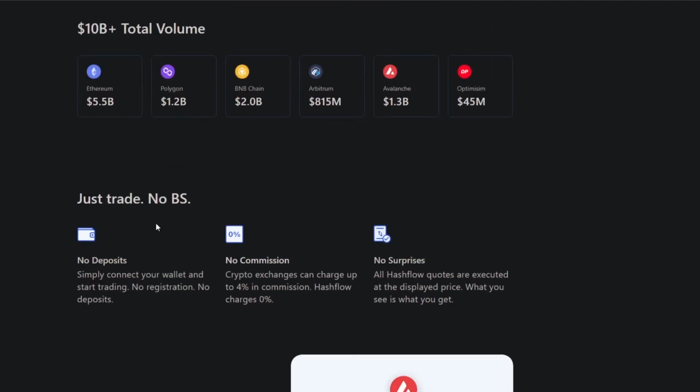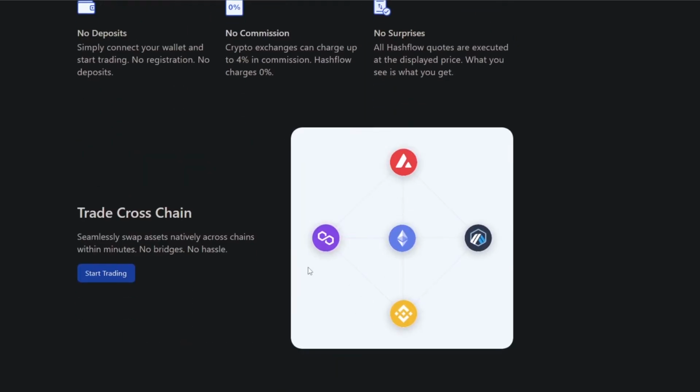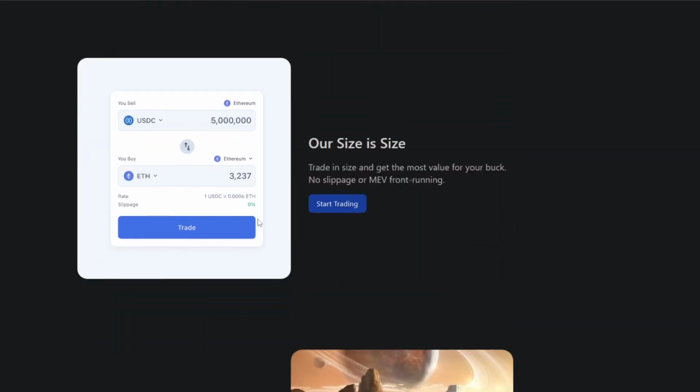Trade now, no deposit. Just simply connect your wallet and start trading. There's no registration, no deposit, no commission, no surprises. Crypto exchanges can charge up to 4% in commission, with Hashflow it's 0%. All Hashflow quotes are executed at the displayed price, what you see is what you get. So trade across chains seamlessly. Swap assets across chains within a minute. No bridges, no hassle. We're going to go with start trading. Let's simply go with that.